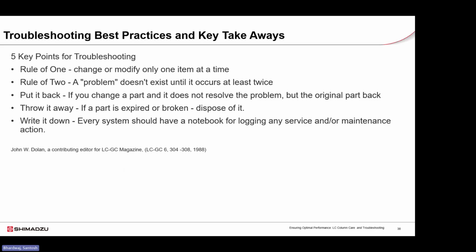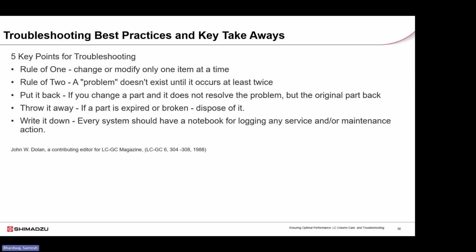Effective troubleshooting follows simple discipline rules. The rule of one: change only one parameter at a time to avoid misinterpretation. The rule of two: ensure the issue is reproducible. A problem only exists if it occurs at least twice. If a part is changed or replaced and the problem persists, reuse the original part unless it is worn or expired. Discard bad parts to avoid future confusion.